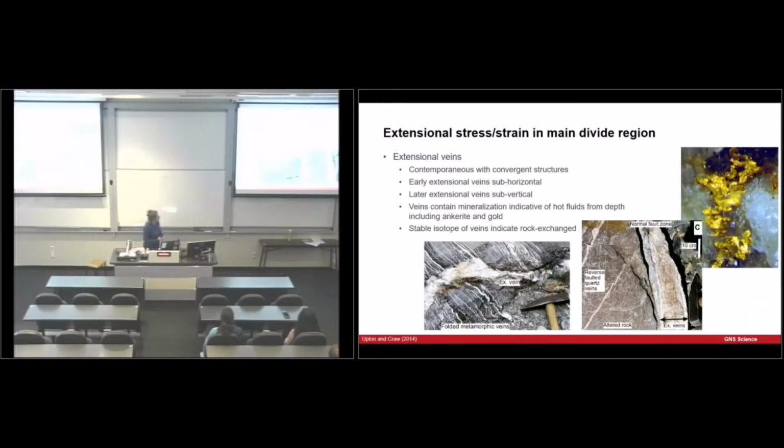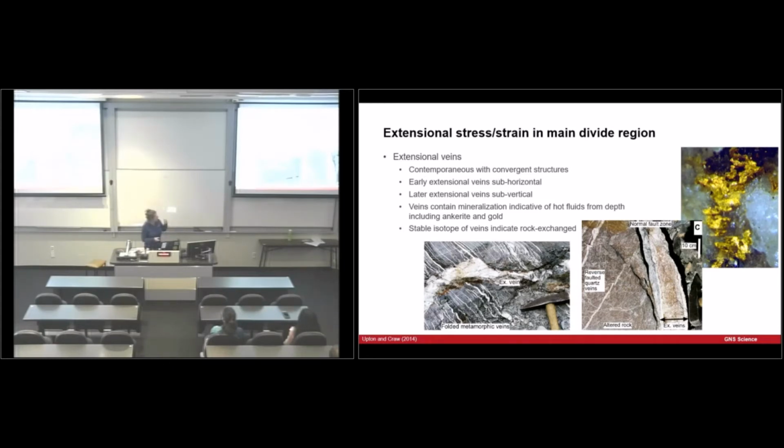So in the main divide of the Southern Alps, also Taiwan and other active mountains, we see extensional veins, and these are contemporaneous with convergent structures. Their orientation varies, so the early or older ones tend to be sub-horizontal and the later ones tend to be sub-vertical. And they contain mineralization. Mostly that mineralization is minerals like ankerite, but there is a bit of gold.